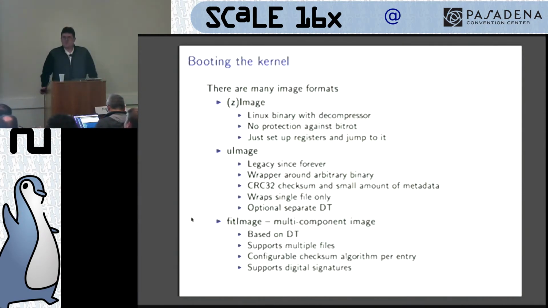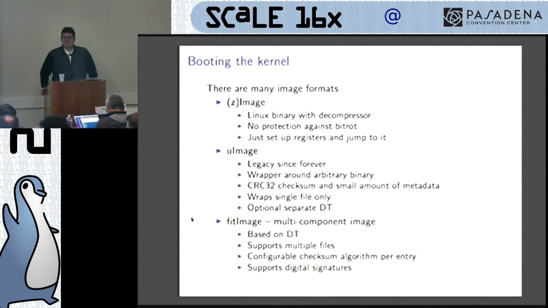Now, finally, it's a bootloader, right? So you probably want to boot the kernel, but even this is not that easy because we have like a gazillion different Linux kernel formats. On ARM you will find the Image, which is the raw one. This is basically the Linux kernel image with a decompressor squashed together. You just put it into the RAM and basically set up a couple of registers, just jump to it, and the Linux kernel starts loading. There is no protection against bit rot.